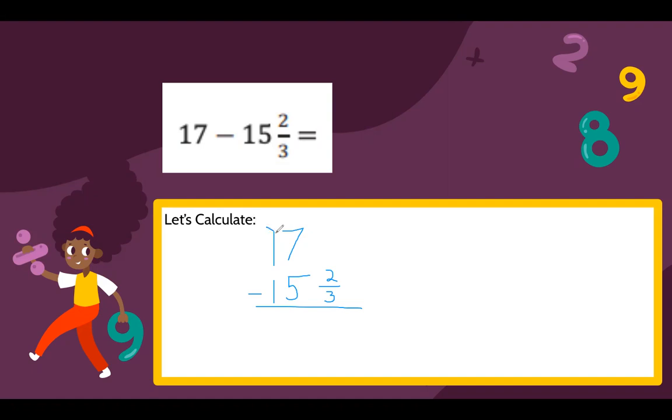Okay, so we're going to regroup. So this becomes 16. And what fraction are we going to write? 3/3. 3/3 minus 2/3 equals 1/3. 16 minus 15 equals 1. Our answer, 1 and 1/3. Is this an improper fraction? No. Do we need to simplify it? No. Are we done? Yes.